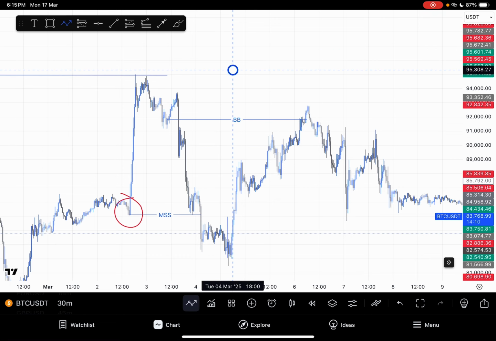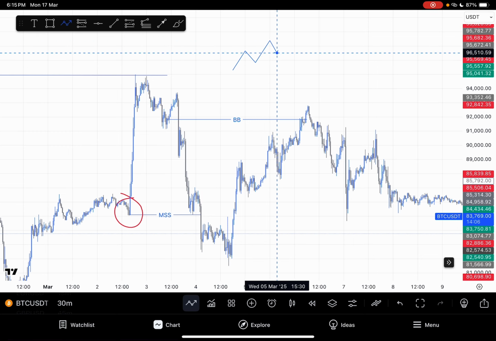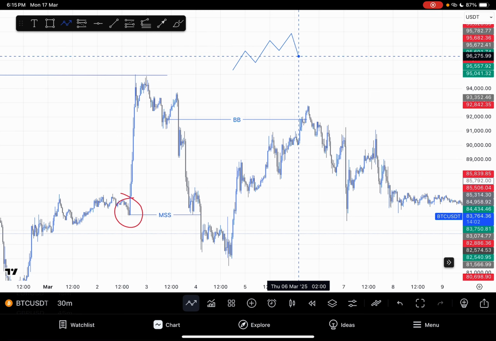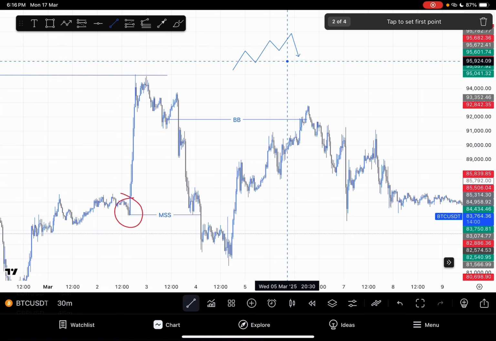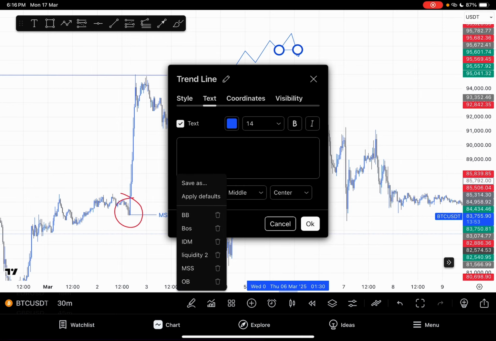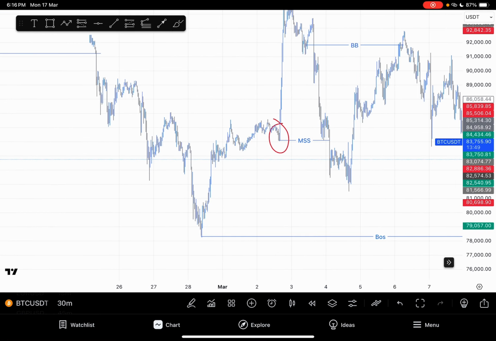So let's say price is moving in one trend, and suddenly you see price now break below this previous low, which price was supposed to retest. See price break below this previous low here. So that has automatically turned into a market structure shift. So that was what I did here.